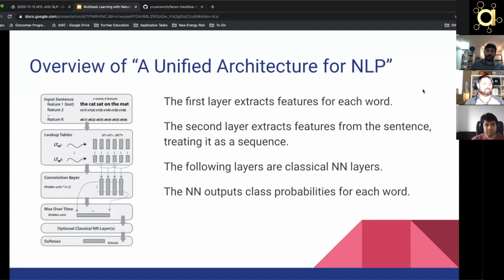So this was the diagram from the paper of the architecture. The first layer extracted features for each word. The second layer extracted features from the sentence, treating it as a sequence. The following layers were classical neural network layers, and then the neural network outputted class probabilities for each word for all the tasks. So now onto my code.